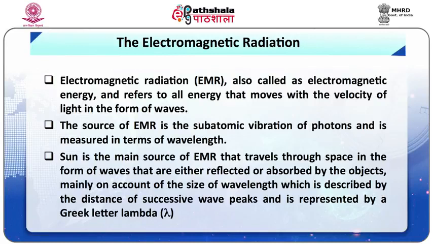Sun is the main source of EMR, or electromagnetic radiation, that travels through space in the form of waves that are either reflected or absorbed by the objects, mainly on account of the size of the wavelength, which is described by the distance of successive wave peaks and is represented by the Greek letter lambda.